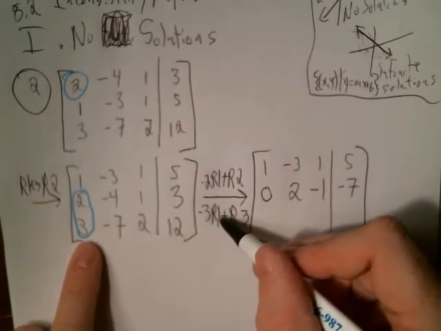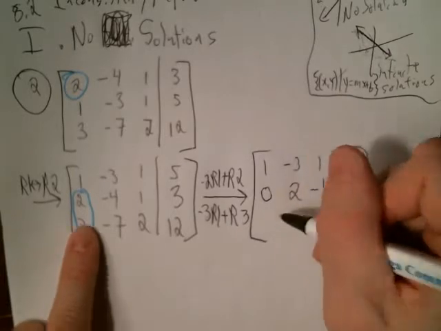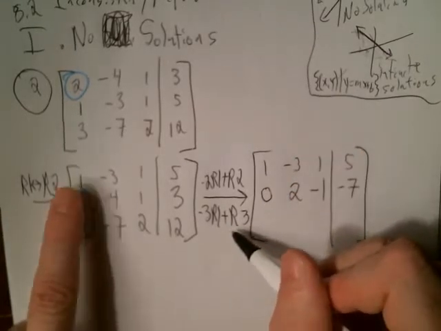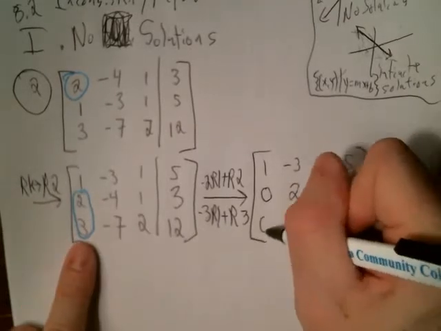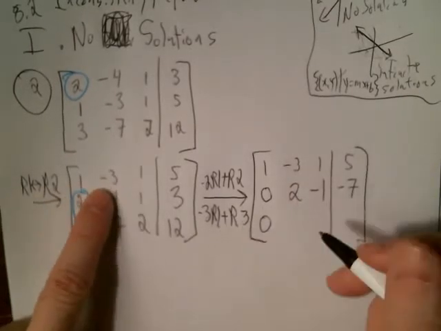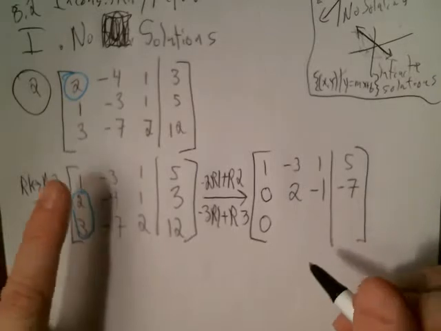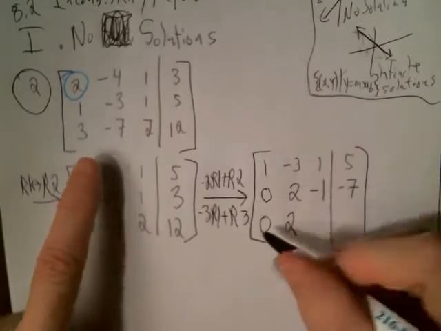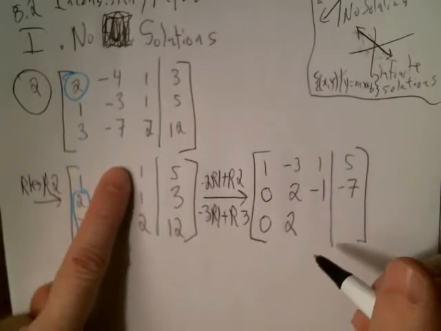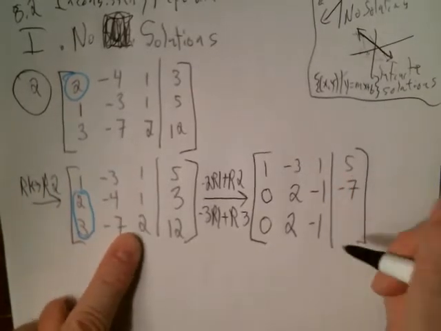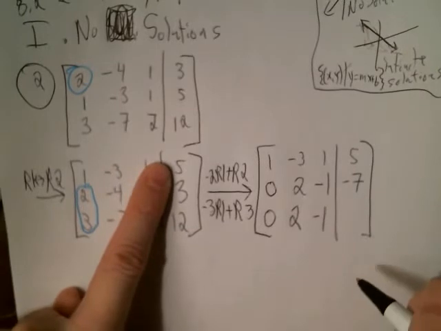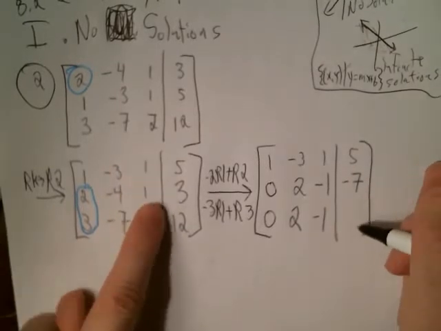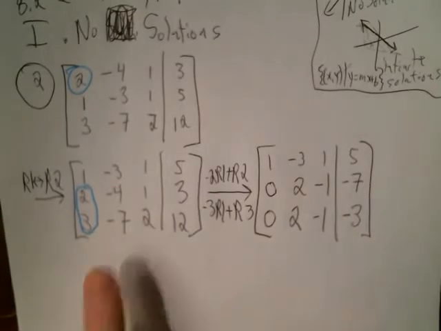Negative 3 now. Negative 3 times 3, negative 3 times, we're going against the first row, 1 is negative 3. Negative 3 plus 3 is 0. Negative 3 times negative 9 is positive 9. 9 minus 7 is 2. Negative 3 times 1 is negative 3, plus 2 is negative 1. Negative 3 times 5 is negative 15. Negative 15 plus 12 is negative 3.